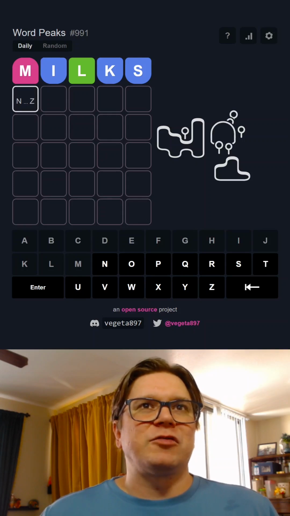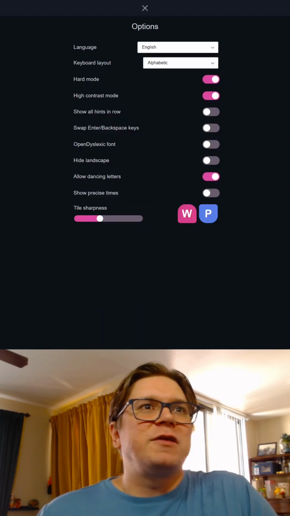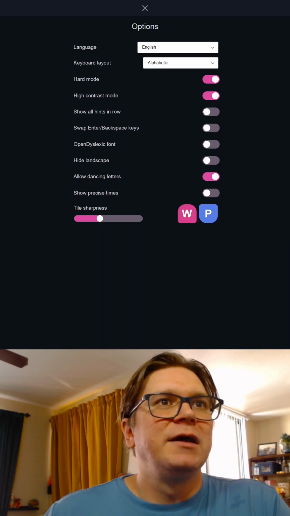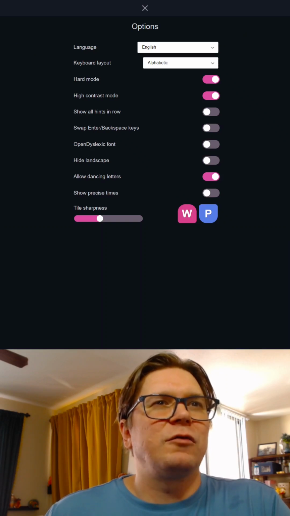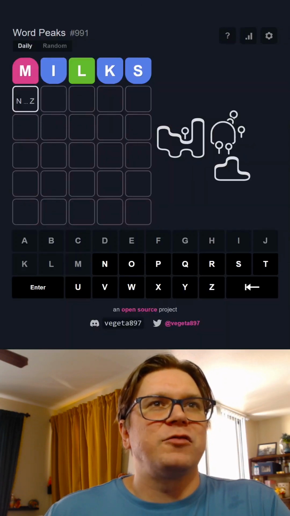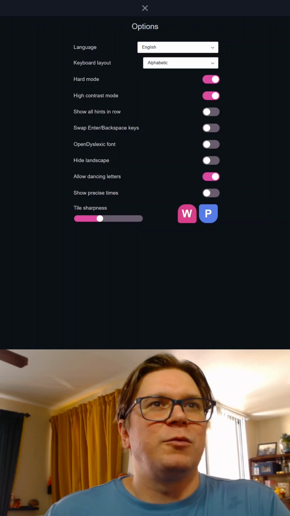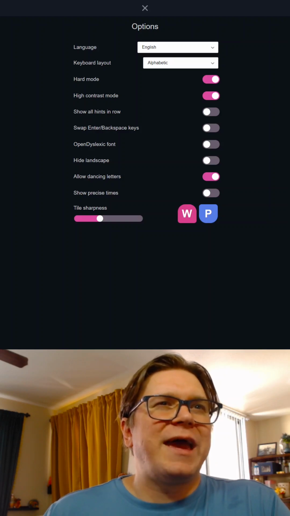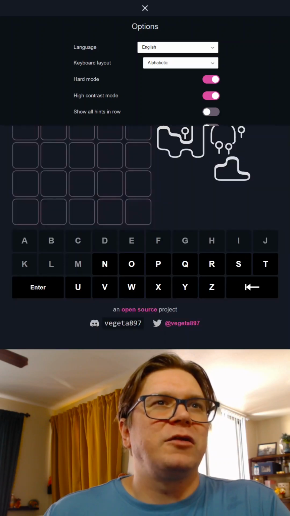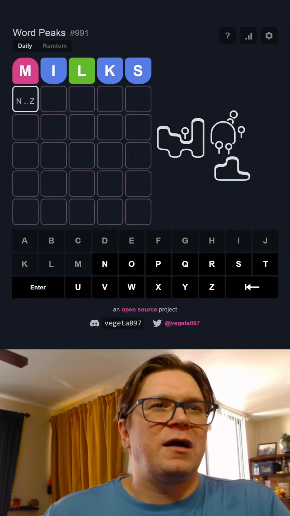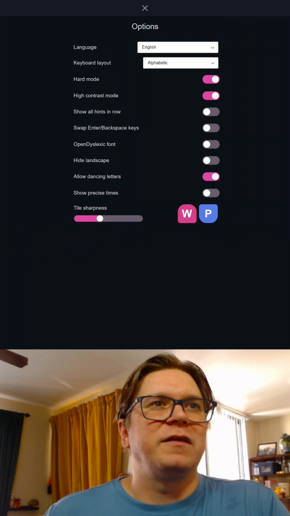Let me go to the options here, because I have the high contrast mode on and all hints in the row. I don't really want that. I think that shows all of the hints, like N through Z for every single one. I want to keep it as just the one I'm focused on, wherever the cursor is. Swap enter and backspace keys. For some reason, I like having enter on the right-hand side.